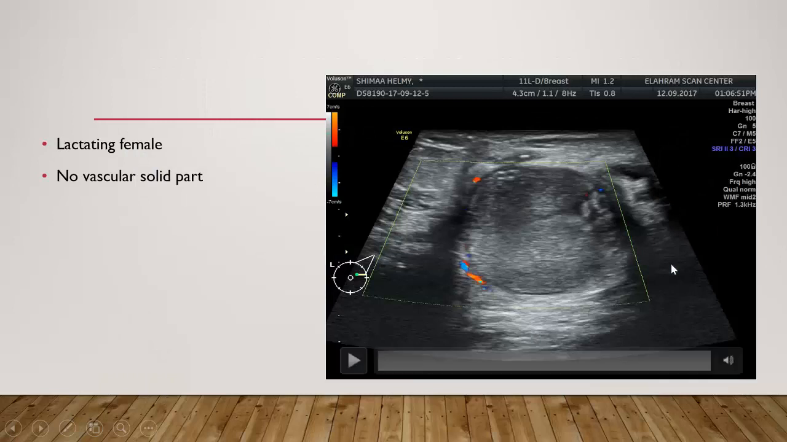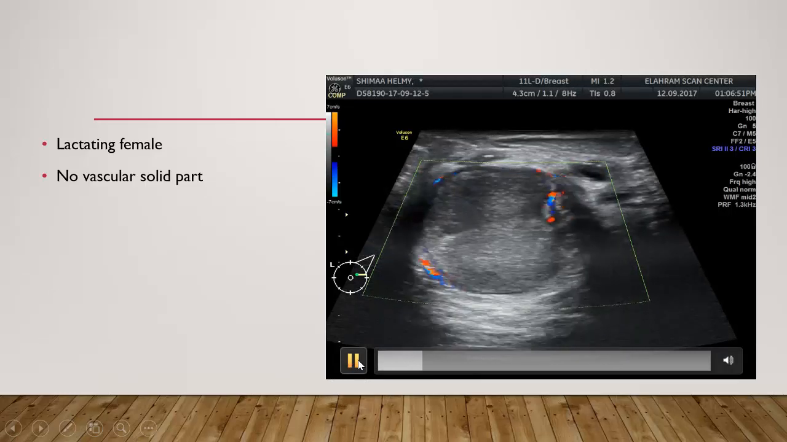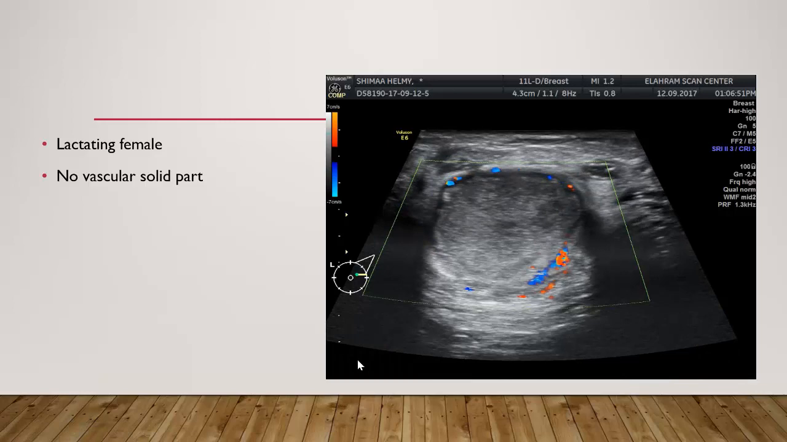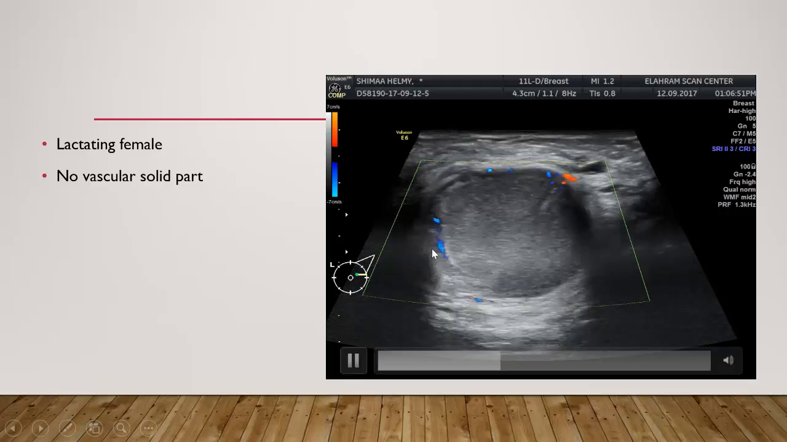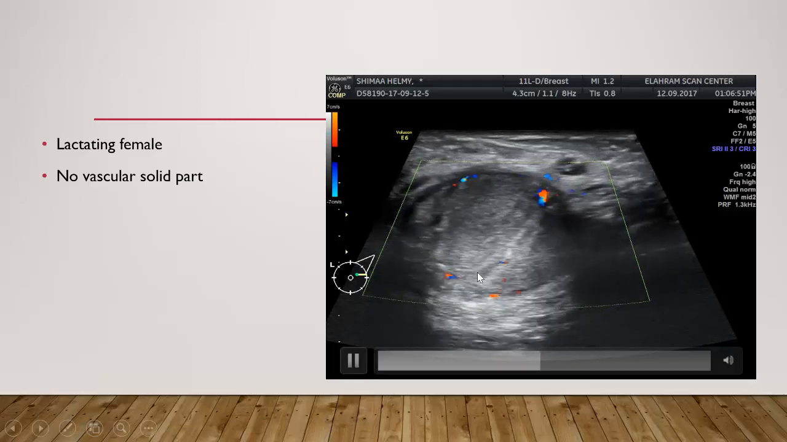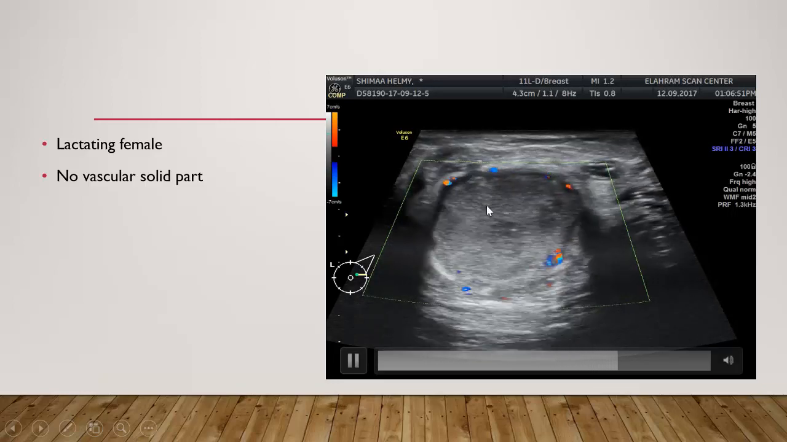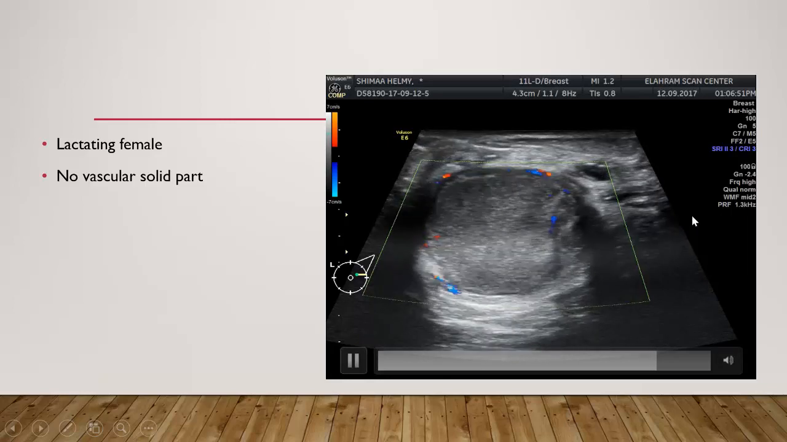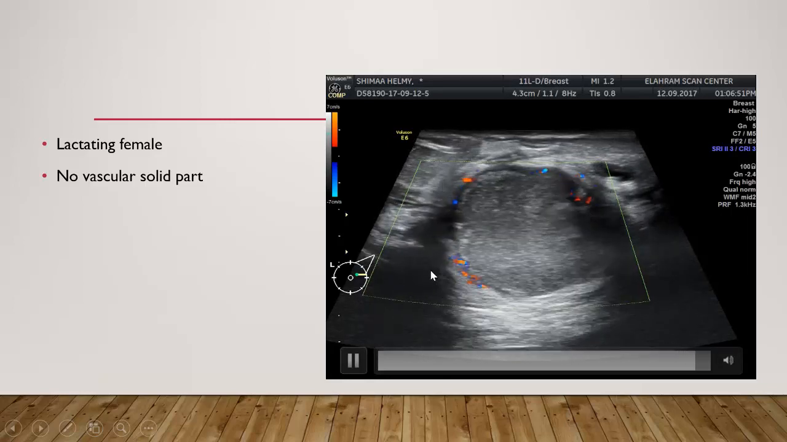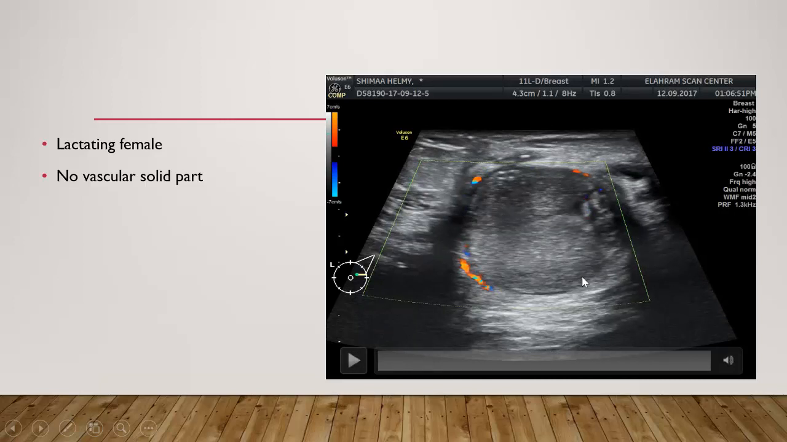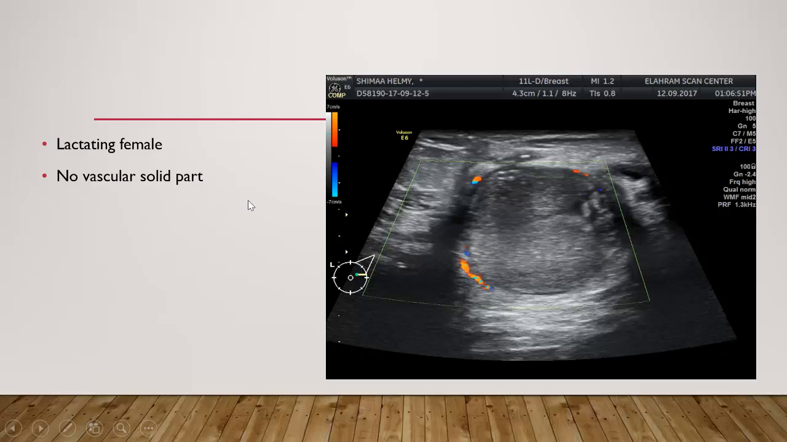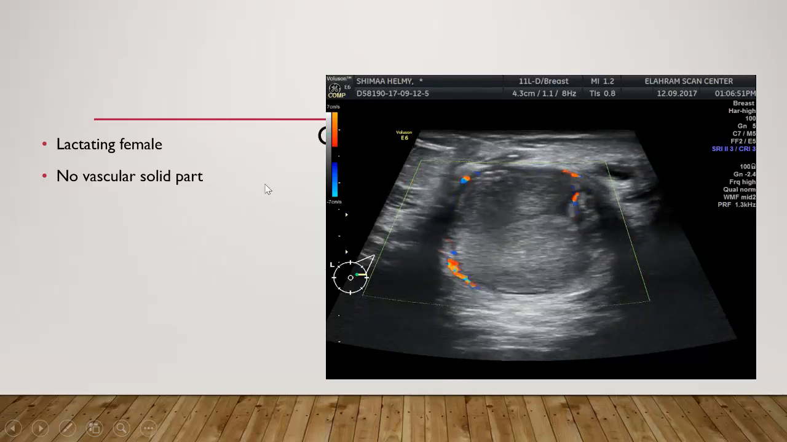In this case, it is a lactating female. There is no vascular solid part. So this is not 4, this is PI-RADS 3. But sometimes you can find hyperemia in the wall, maybe infected, maybe due to that she is lactating, so there is hyperemia in most of the breast. So this is the echogenic part, and this is a galactocele. So this is a galactocele in a lactating female.